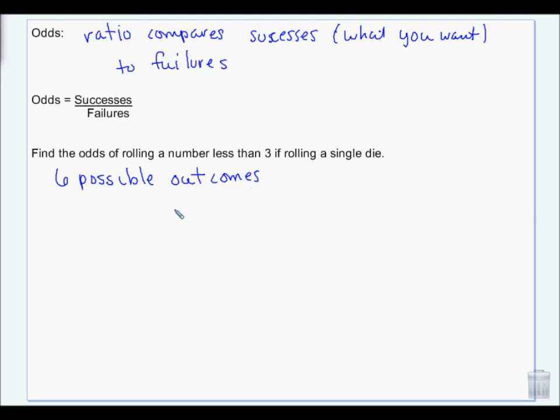Total, okay. How many numbers are less than 3 on a die? We have 1 and 2, right? So there's 2 successes because there's a 1 or a 2 that you could roll, right? So how many failures are there? 4.